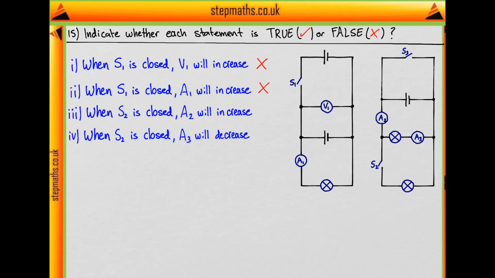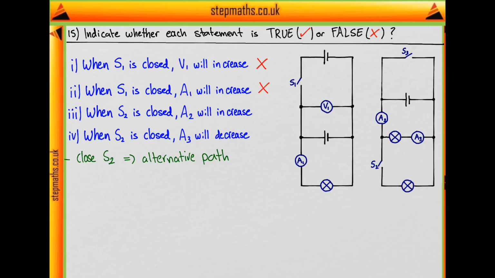So let's move on to statements 3 and 4, which talk about the switch S2. So statement 3, when S2 is closed, the current in A2 will increase. So initially, before S2 was closed, the current only had one direction to take, and that was through A2, through the bulb, through A3, and back again. However, when S2 is closed, we have an alternative path, as it can now go to this light bulb.